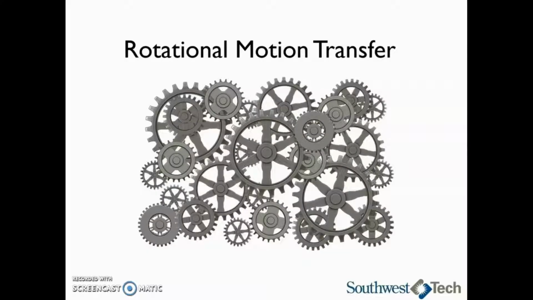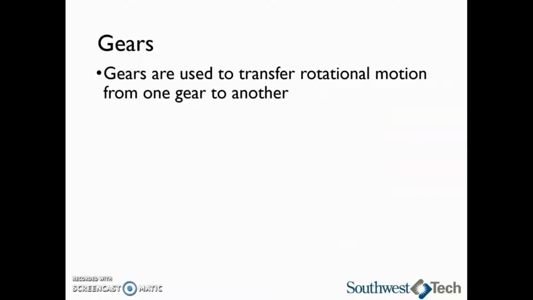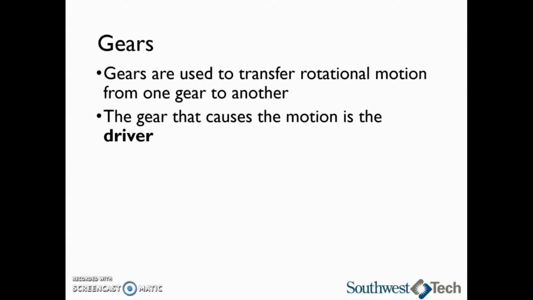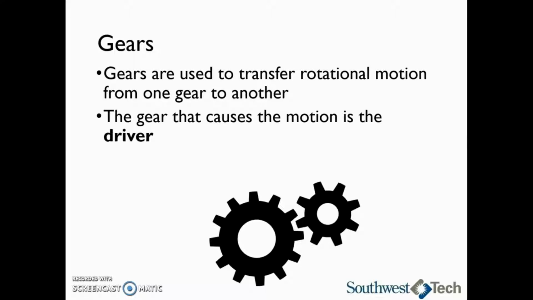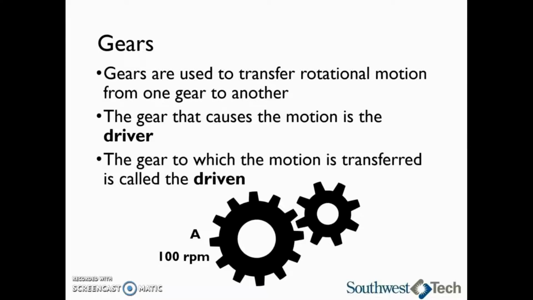Our seventh lecture video on rotational motion will look at how rotational motion is transferred specifically with gears. Gears are used to transfer rotational motion from one gear and shaft to another gear and shaft. The gear that causes the motion is the driver. In this picture, gear A is the driver. The gear to which the motion is transferred is called the driven, which is gear B in this picture.